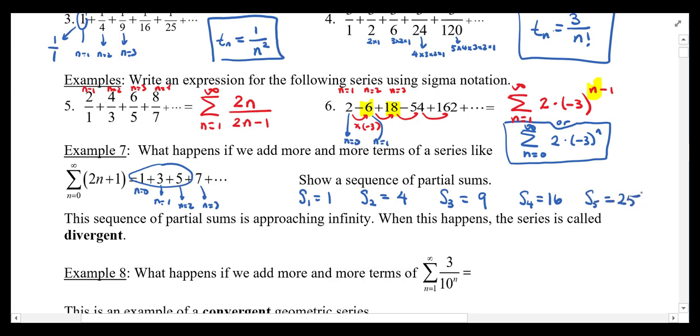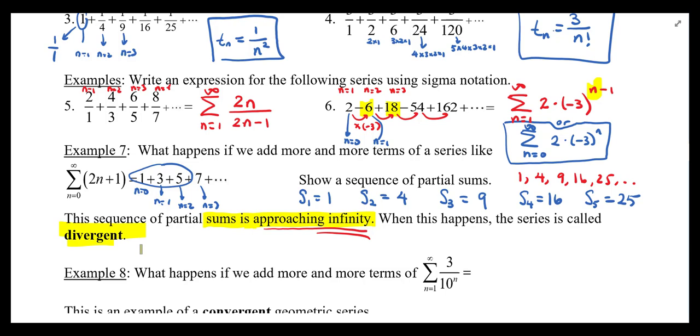And so on and so forth. So my sequence here for partial sums are the numbers 1, 4, 9, 16, 25, and so on. Now notice that this sequence of partial sums looks like it approaches infinity because it just keeps getting bigger and bigger and bigger. So when the sum approaches infinity, we have this terminology called the series is divergent. Getting bigger and bigger, it diverges.